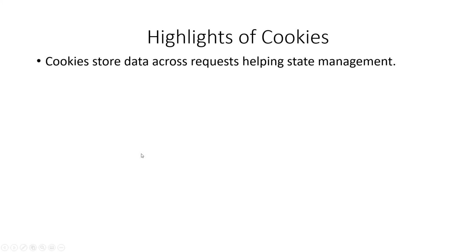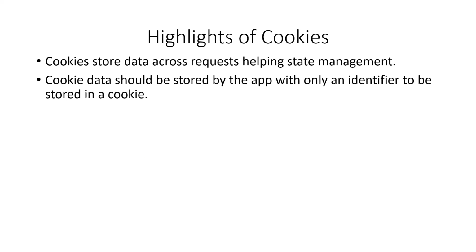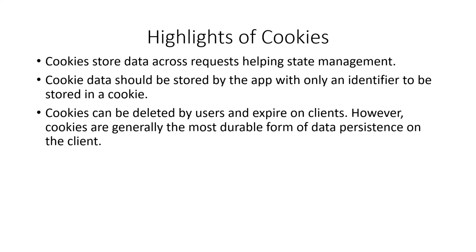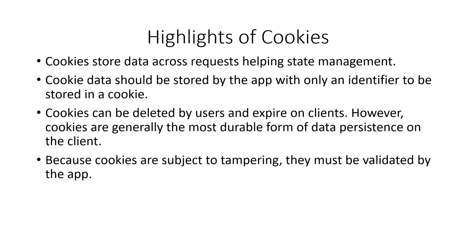Now, a bit of highlights about cookies. They store data across requests, helping state management, and their size should be kept to a minimum as cookies are sent with every request. Cookie data should be stored by the app, with only an identifier stored in a cookie. Most browsers restrict cookie size to 4096 bytes, or 4 kilobytes. Cookies can be deleted by users and expire on clients. However, cookies are generally the most durable form of data persistence on the client.